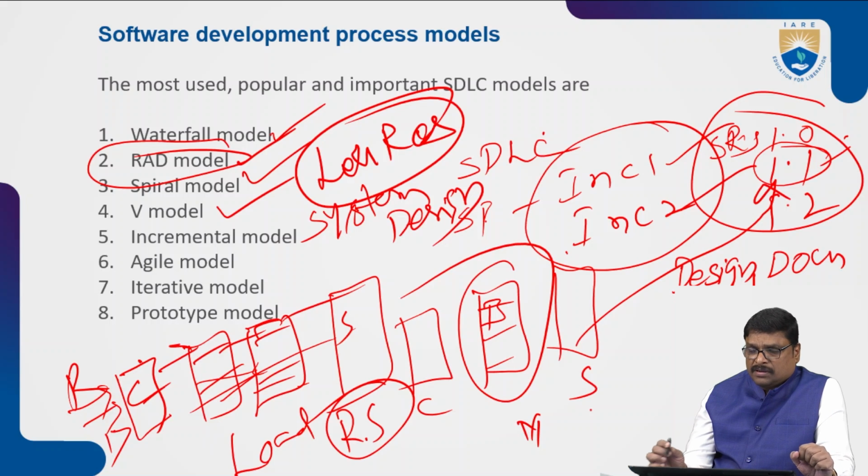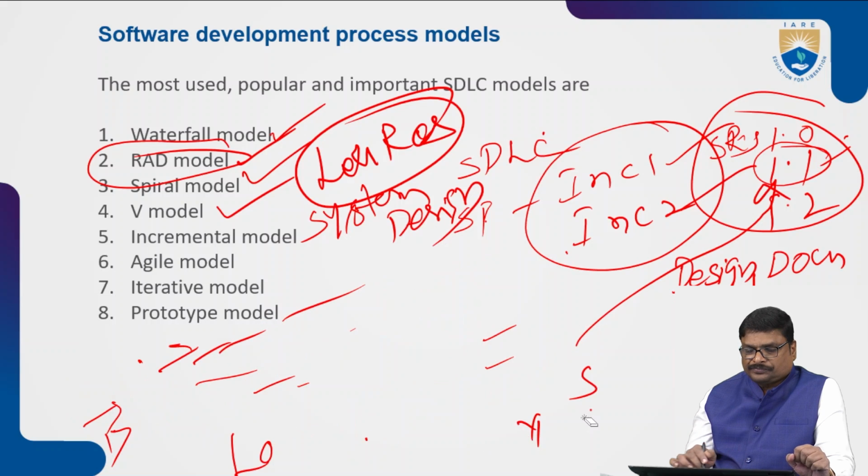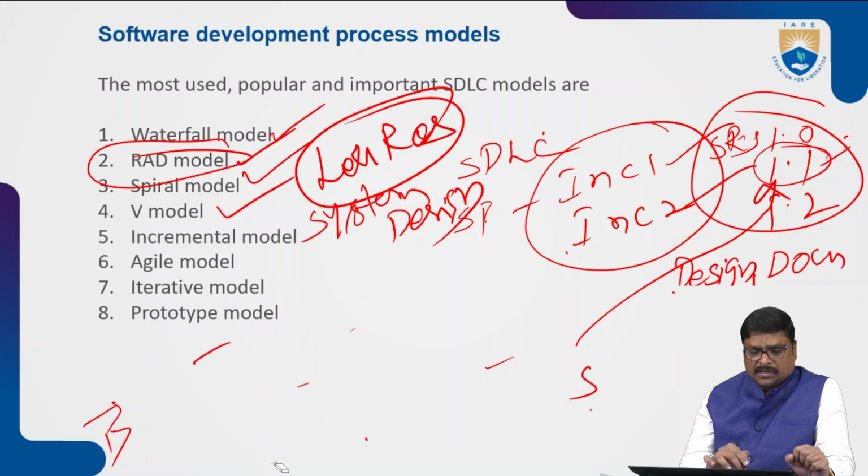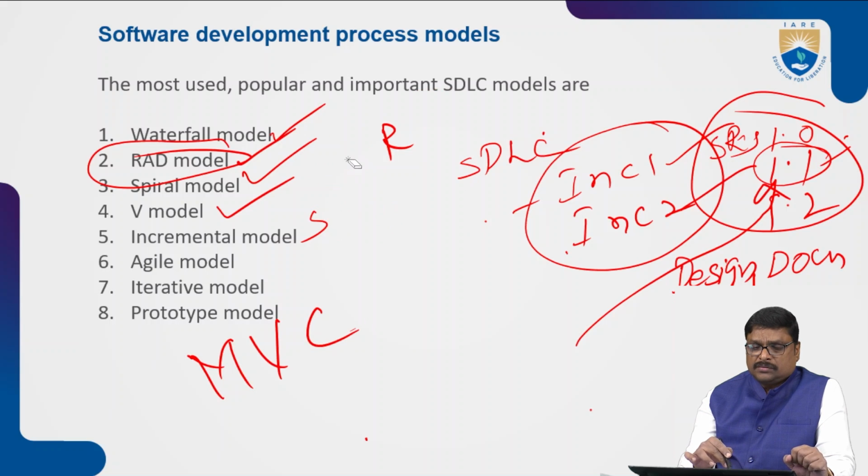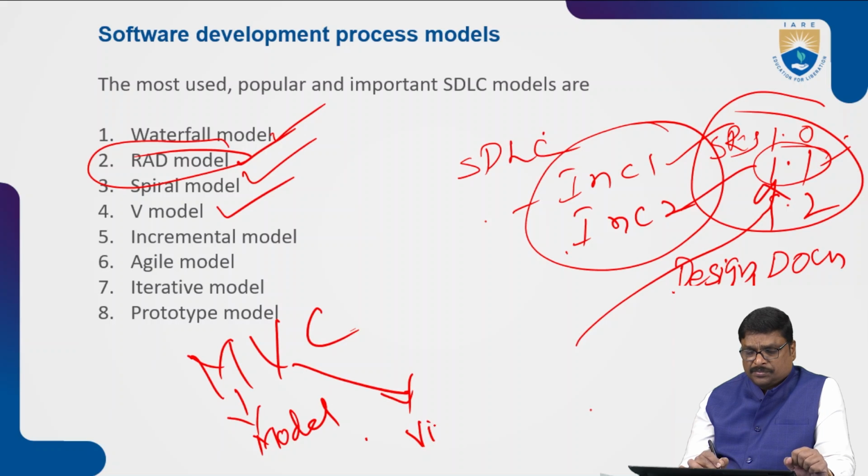So now people are talking about different models, like we apply the MVC model. What is MVC? We'll discuss. MVC is nothing but model, view and control. When you are trying to do the modeling of the system, first we do the modeling of the system, and then we view the system, then we control the system.